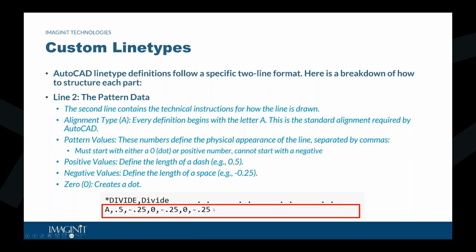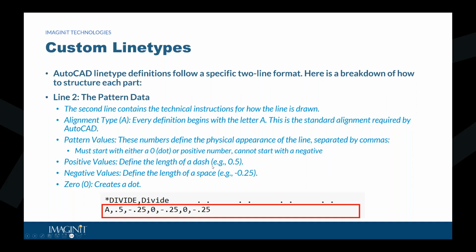And then we have the pattern values. So these numbers or information on the second line, once you have the A and the comma, define the physical appearance of the line. Everything is separated by commas, and it must start with either a 0, which is a dot, or a positive number. It cannot start with a negative.